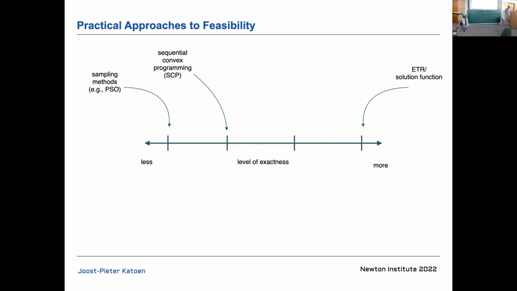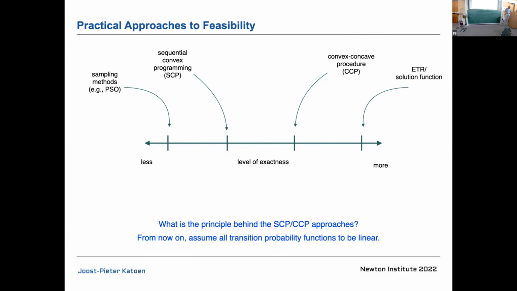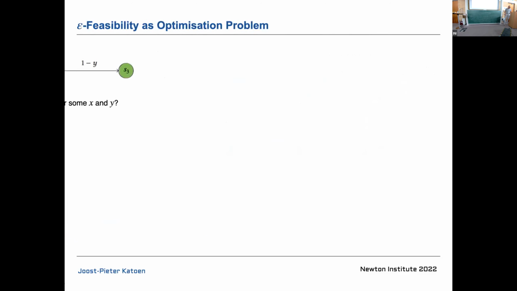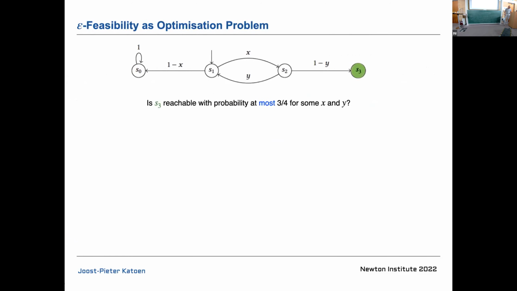Actually, what we do there is we use what is called sequential convex programming, and sometimes also convex-concave procedures. Good. So what's the principle? I'm going to use the same example as before. The only thing is I now ask for at most 3/4, but for the rest it's the same. So we're going to cast this as an optimization problem.